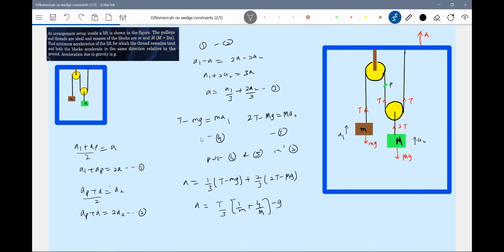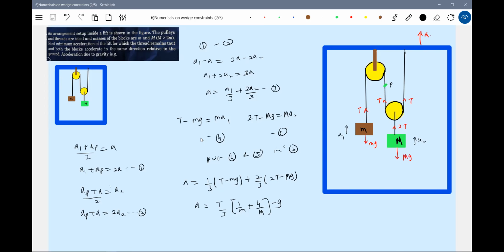I think till here everyone will end up with something like the constraint equation. After this, what to do? Let's go back to the condition given. The string should be taut and the block should accelerate. For the block to accelerate, what is the minimum condition here? 2T should be greater than or equal to mg. So let 2T be equal to mg, then we'll get the minimum.